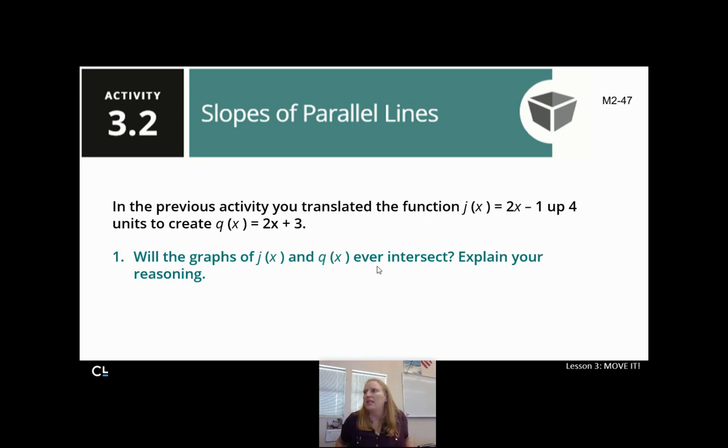So in the previous activity, we're going on to 3.2 here, you translated the function j of x equals 2x minus 1 up 4 units to create q of x, right? Which ended up being 2x plus 3. So will the graphs of j of x and q of x ever intersect? Explain your reasoning, explain your thinking on that. Go ahead and hit pause, jot down your thoughts, and then hit play when you're ready to check your work.